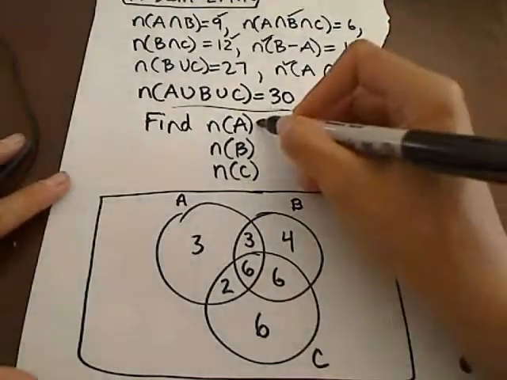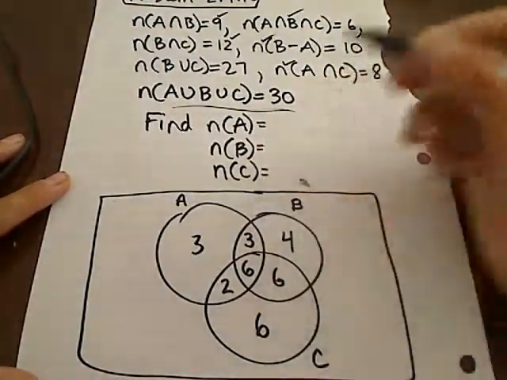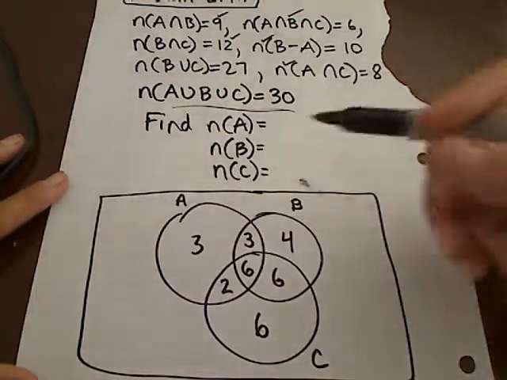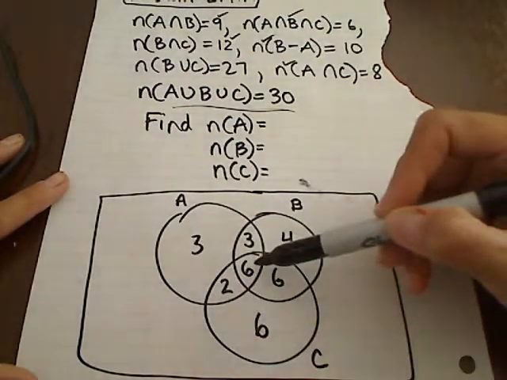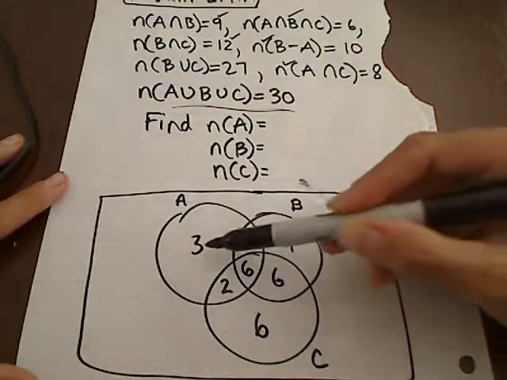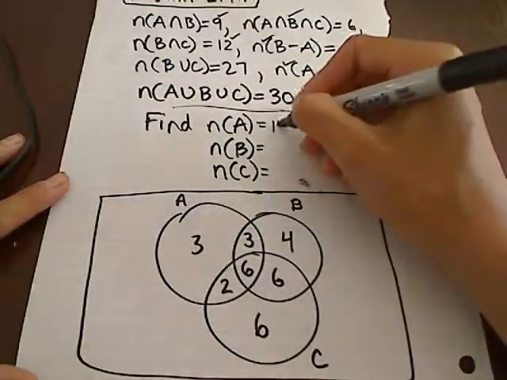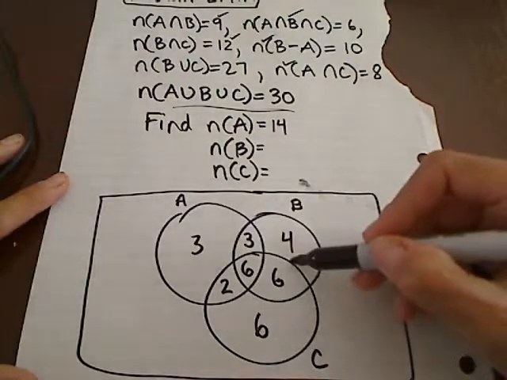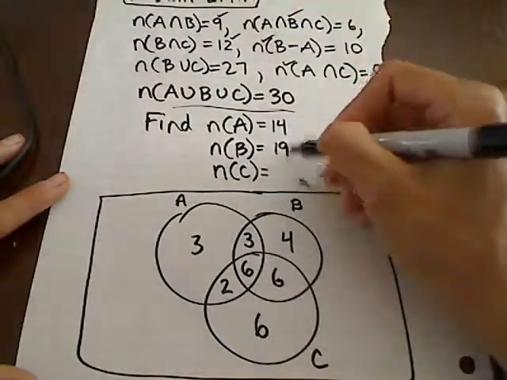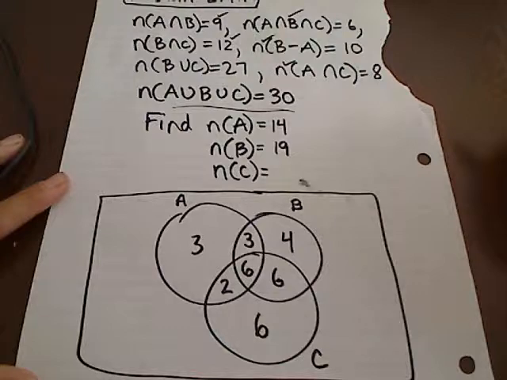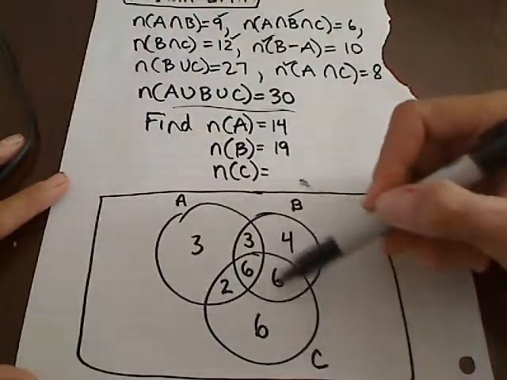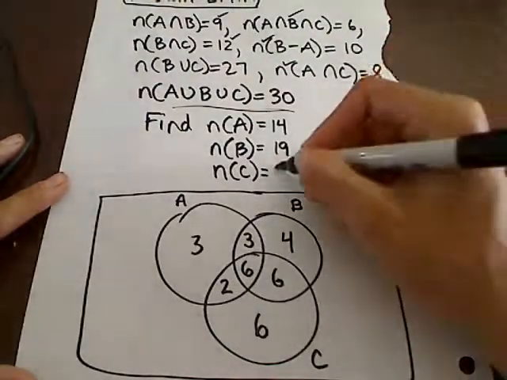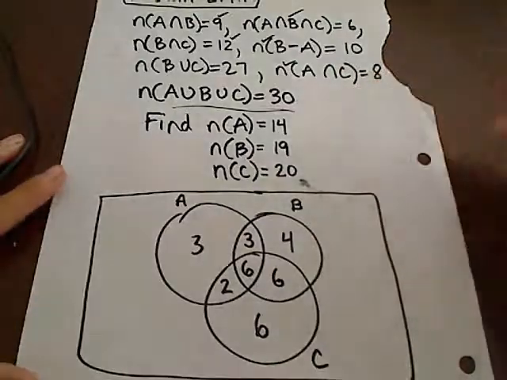Now they did ask us to find the number of elements in each set, so we just need to add them up. In A, we have 6 and 3 is 9, plus 5, so that's 14. The number of elements in B is 10 and then 9, so that's 19. And the number of elements in C, we have 18 plus 2, so that's 20. So those would be your answers there.